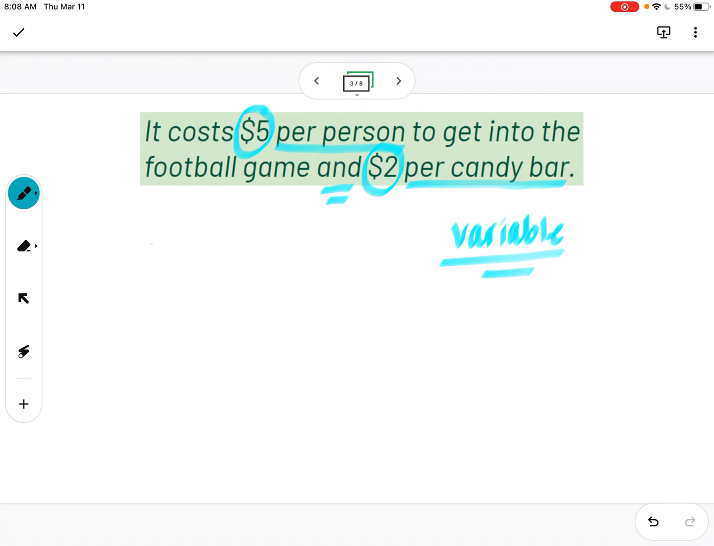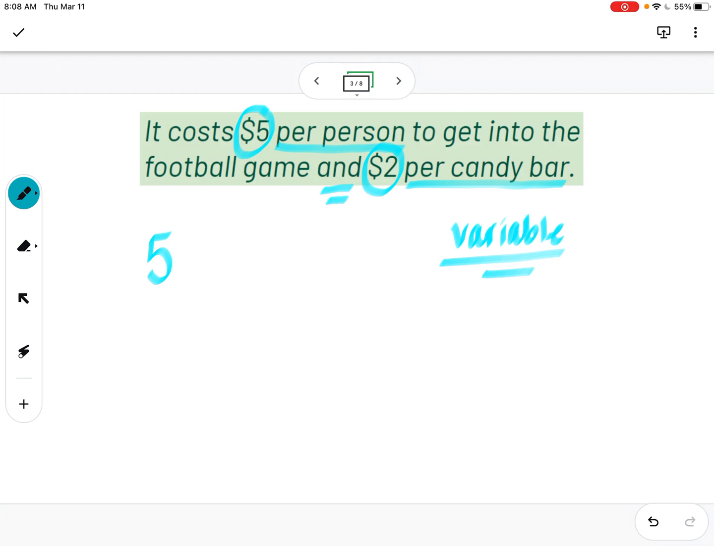And in this case, since we're not given specific letters they want us to use for the variable, we can decide whatever we want to use by ourselves. So personally, when I'm given a word problem like this and I'm able to create an expression on my own, I like to tie my variable to the problem. So in this case, it costs $5 per person to get into the football game. So don't we agree that we're going to pay $5 for every person?